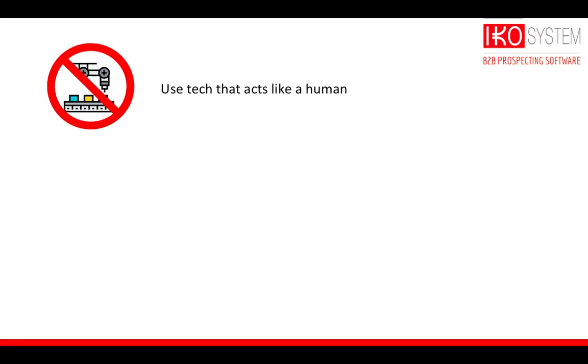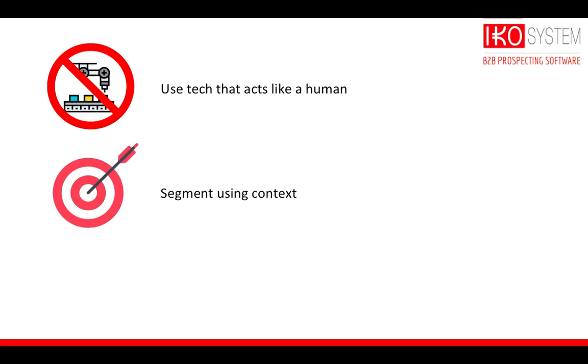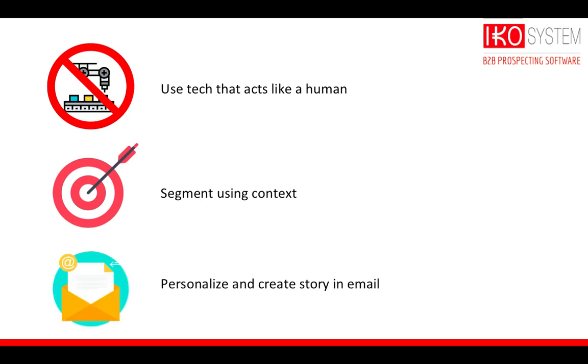And that's it. So again, avoid spam filters by mimicking human emailing behavior. Segment your audience using relevant context, and construct an enticing message. So hope that was clear and succinct for you.